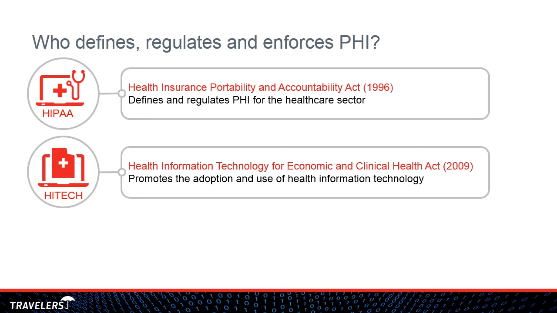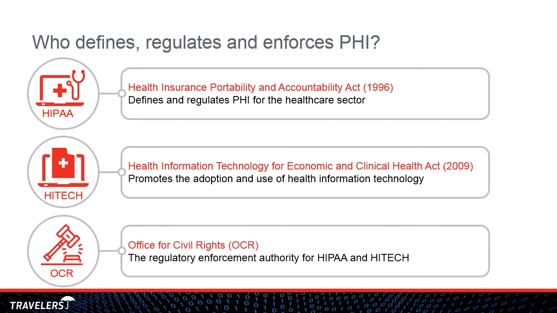HITECH broadened HIPAA to cover business associates, and it added requirements to protect PHI stored in electronic form. HITECH also mandated more rigorous enforcement, including a regime of regulatory fines and penalties. The Office for Civil Rights within the U.S. Department of Health and Human Services is the strong arm of HIPAA, tasked with enforcing its regulations.